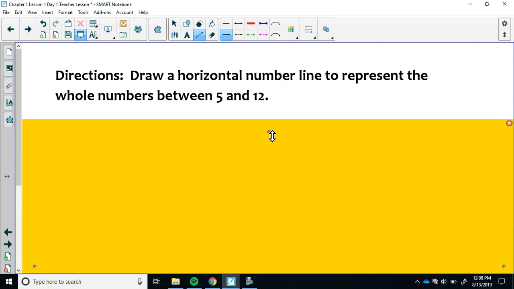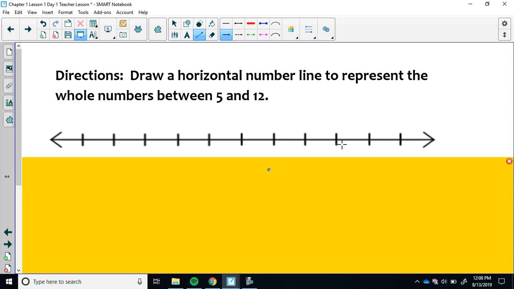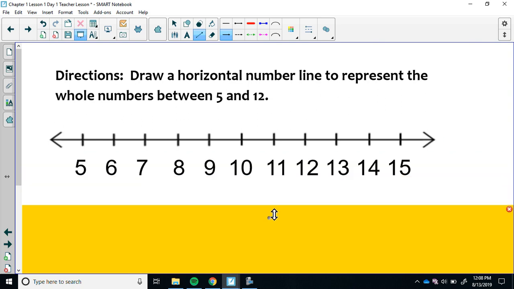Horizontal number lines represent, we're going to practice. Draw a horizontal number line to represent the whole numbers between 5 and 12. So what I did is I drew a horizontal number line and then I numbered it from 5 to 15. It was 10 spots. And what we're looking for here is whole numbers between 5 and 12. So that means we're not going to include 5 and 12. And once again, I'm just going to use a dot. So 6, 7, 8, 9, 10, 11. Now, those numbers are represented on our number line because I've used a dot.